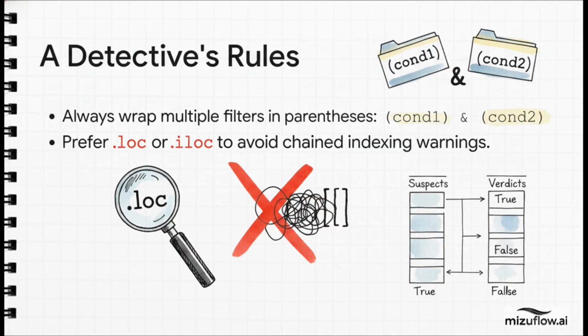Second, always try to use .loc or .iloc for selection. Chaining brackets together like df_salary[...][0] can sometimes give you weird warnings because Pandas gets confused about whether you're just viewing the data or trying to change it. So stick to .loc and .iloc for clean, reliable code.